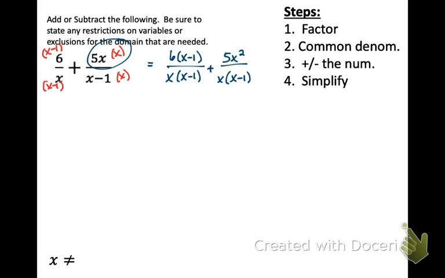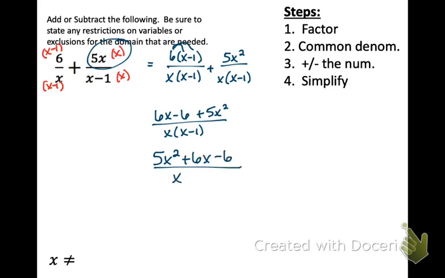Before I can do that, though, I'm going to need to distribute the 6 to simplify the top here. So I have 6x minus 6 plus 5x squared on the top, and on the bottom, I have my common denominator, which is x times x minus 1. I could rewrite the top of this in standard form where I put 5x squared first, just to make it look nicer, but you don't have to.